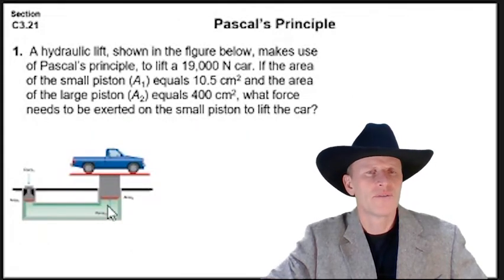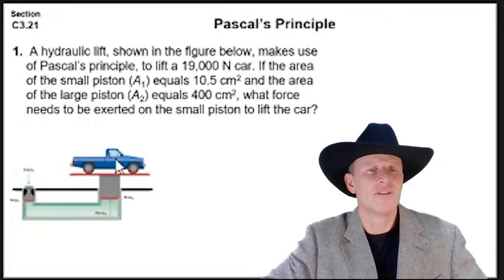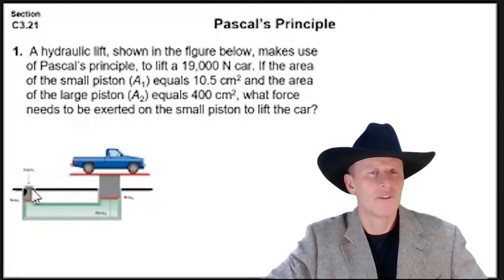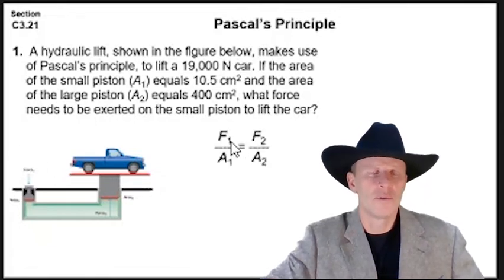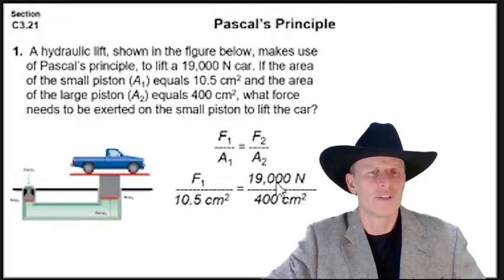So let's say this hydraulic lift shown in the figure below makes use of Pascal's principle to lift a 19,000 Newton car. If the area of the small piston that's over here that you're pushing down with equals 10.5 centimeters squared and the area of the large piston equals 400 centimeters squared, what force is needed to push down on the piston? Well, in this formula, what we've got to make sure is that the weight of the truck is on this big piston. So the bigger piston is the 400 and it's 19,000. We want to make sure the 19,000 sits on top of the 400 centimeters squared.